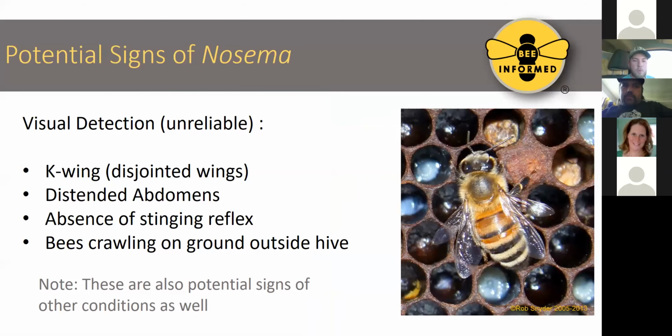Okay, here are some more potential signs of Nosema. Visual detection is very unreliable, but some of these signs include K-wing, disjointed abdomens, absence of stinging reflex, or bees crawling on the ground. Just do note that these are potential signs of other conditions as well. As Rob pointed out earlier, and Dan will point out later, other conditions such as bee paralysis virus, starvation, and pesticide poisoning, bees do exhibit those signs with those other conditions.